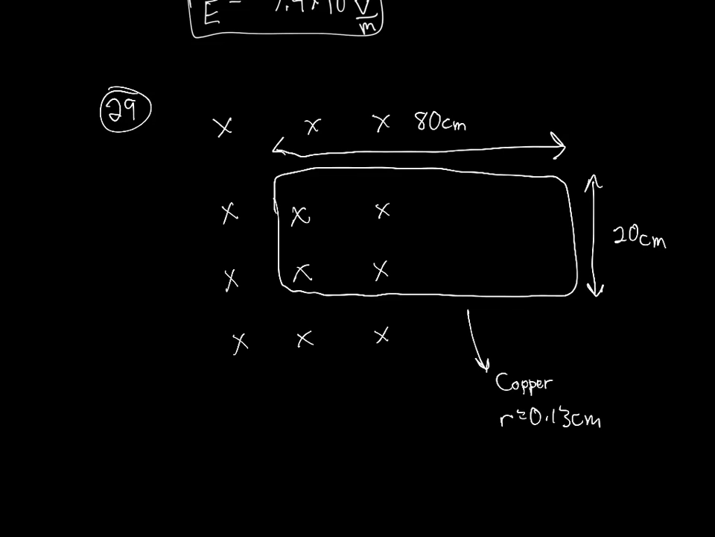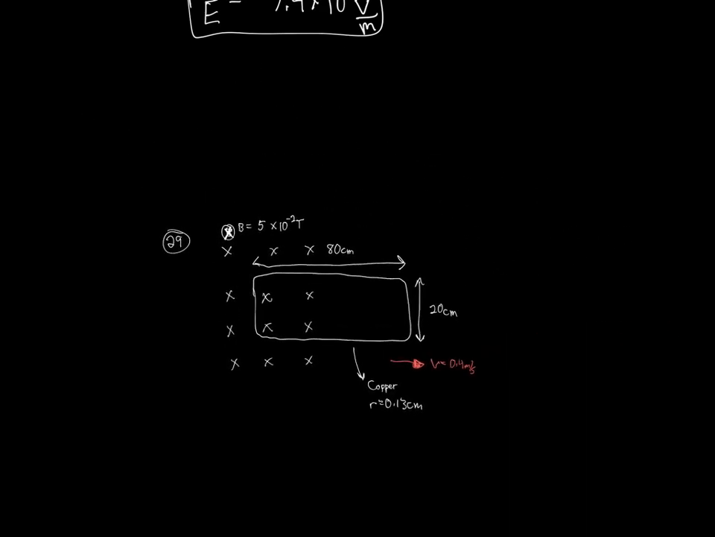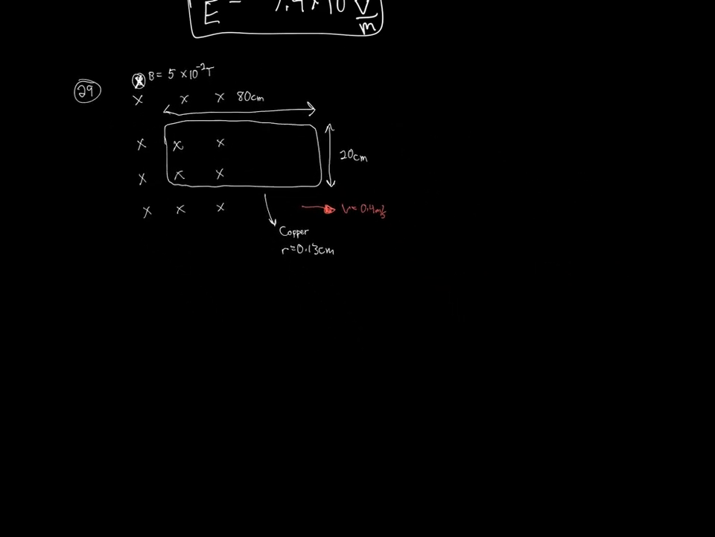And I'm pulling this whole thing out of this field with a velocity of 0.4 meters per second. And the magnetic field that goes into the page is 5 times 10 to the negative 2 Tesla. So this is all given to us.